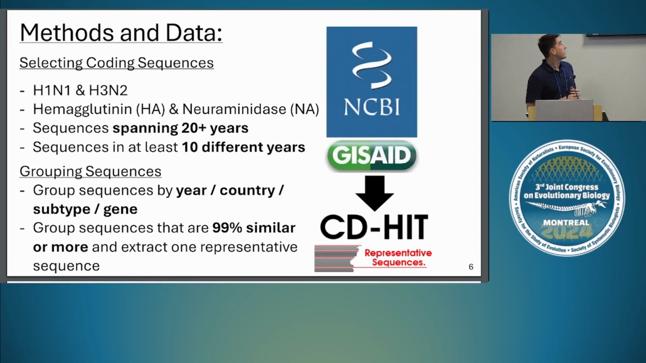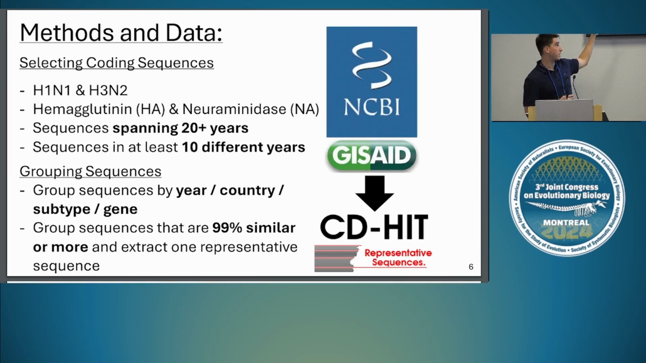To test this, we collected all the sequences we could from NCBI and GISAID, specifically for H1N1 and H3N2 subtypes of influenza, specifically for the coding region of the hemagglutinin and the neuraminidase proteins. Then we filtered our data sets to be sure that we only kept countries that had records for sequences spanning 20 plus years, and that had sequences in at least 10 different years, so we would have enough data through time to correlate it with climate change.